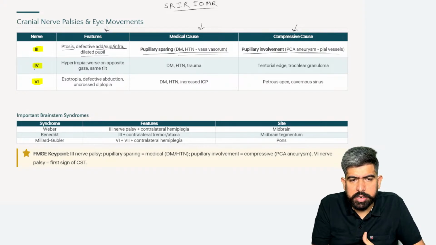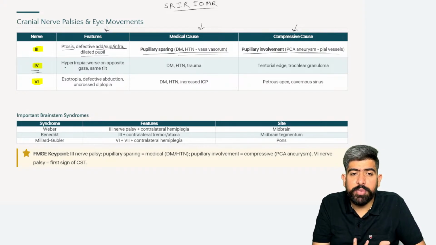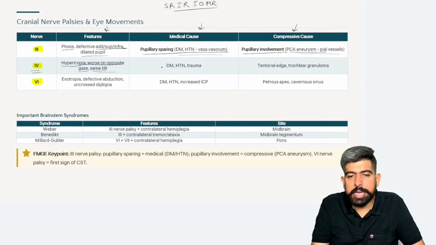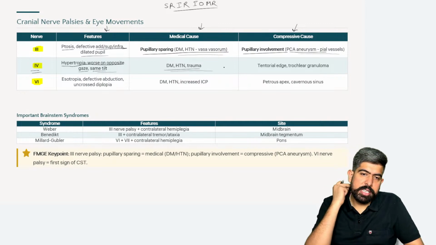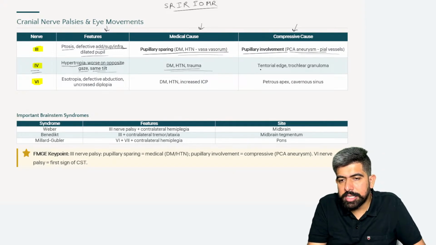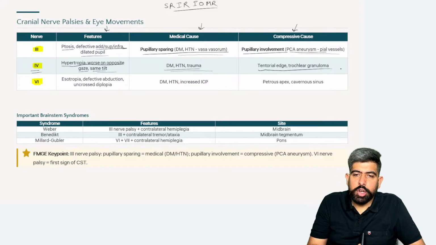Also, in cranial nerve number 4 palsy, we can see the hypertropia, worsening on the opposite gaze, and the same as the tilt. The patient is having the tilting to the same side. Medical causes can be diabetes, hypertension, and trauma, and the compressive causes can be the trigeminal schwannoma or the trochlear granuloma. Right.